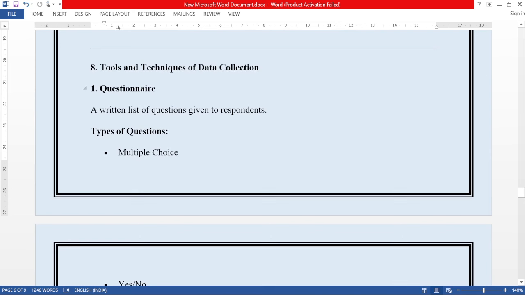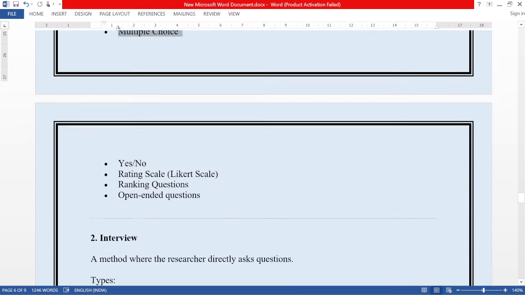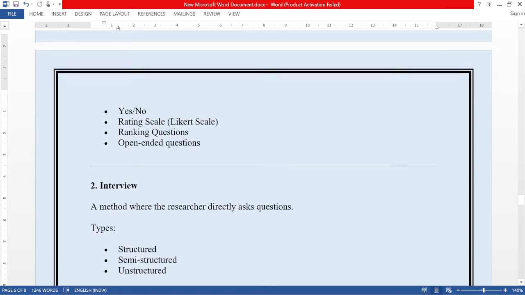Now another thing is tools and techniques of data collection. The first tool is the questionnaire, a written list of questions given to respondents. Types of questions inside the questionnaire include multiple choice, yes/no, rating scales, Likert scale, ranking questions, and open-ended questions.